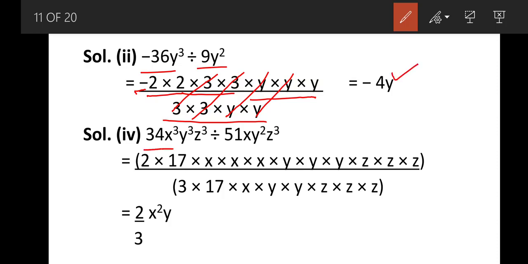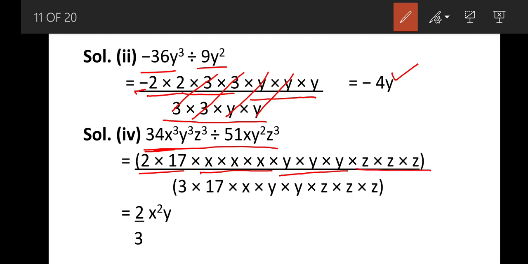Coming to the fourth part, this is 34x cube y cube z cube divided by 51xy square z cube. So I have written the factors of 34, that is 2 into 17. x cube was there, so x written 3 times. y raised to the power 3 was there, so y written 3 times. z raised to the power 3, so z written 3 times.